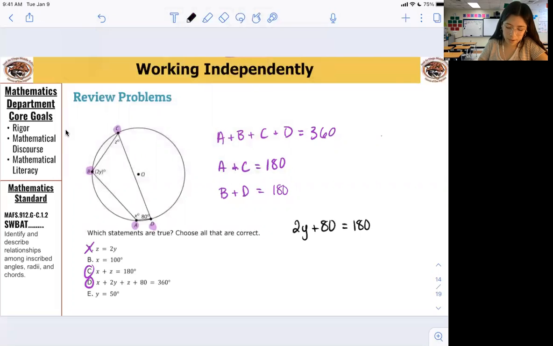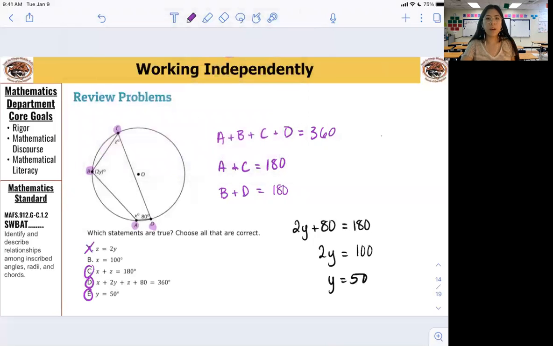Yeah, so kind of what you said. Together they make 180, right? 2y plus 80 has to equal 180. And then if you solve for y, you get y equals 50. So that one's also true. That one is also true. So that means it's C, D, E.